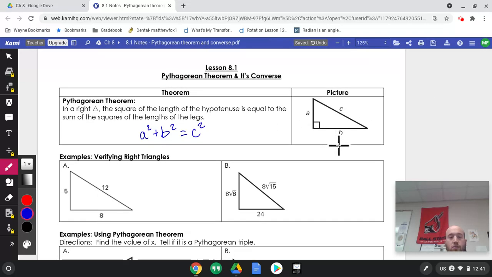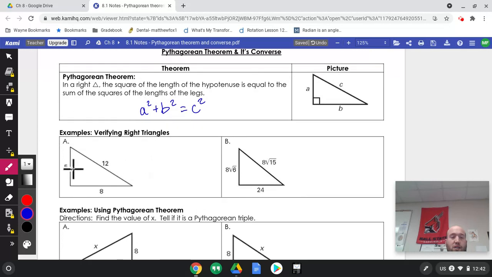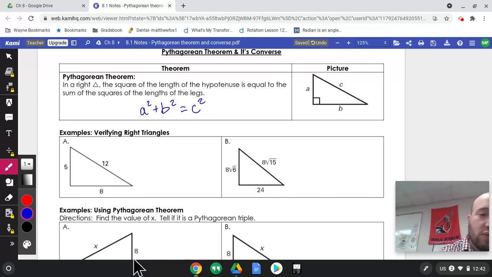Okay, so right here it says verify that this is a right triangle. So we're checking if there's a 5 and an 8 and a 12. First off, you know the 12 has to be your c. So we're checking, will this satisfy the Pythagorean theorem? So is 5 squared plus 8 squared, I'm going to put equal with a question mark, is it equal to 12 squared?